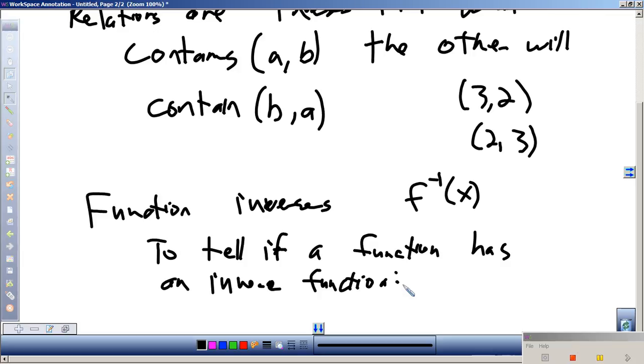Vertical line test. Remember that? If it's a function, it passes the vertical line test, which means what? Each x has exactly one y, right? Or a vertical line will only touch it once. Now, to tell if a function has an inverse function, we use something called the HLT. What do you think that would be? Horizontal line test.